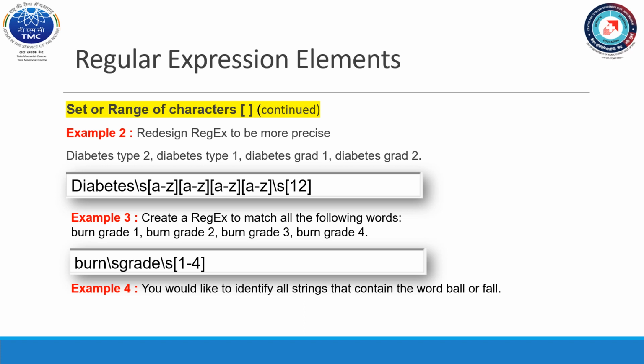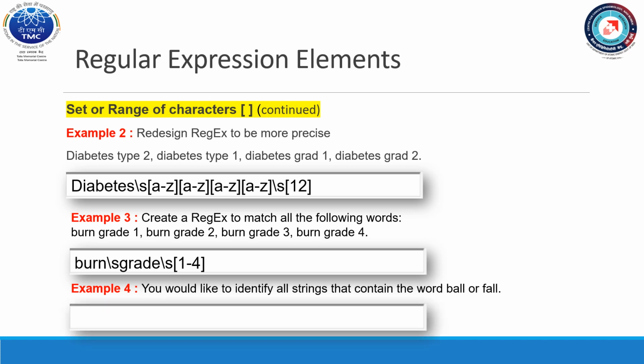You would like to identify all strings that contain the word ball or fall. Again, the identical part of the word can be identified: all. Always look for similarities in the words you would like to match first. The first letter should be B or F. So the regular expression is [BF]all.